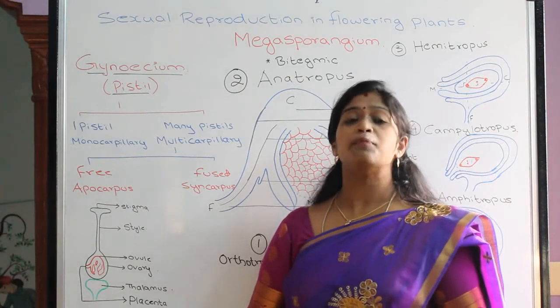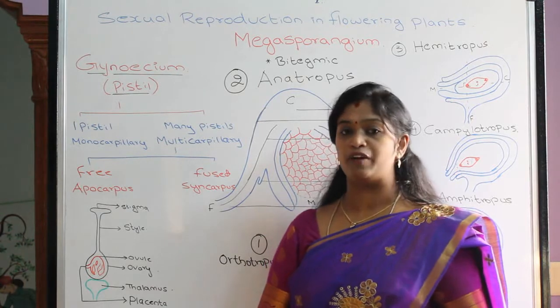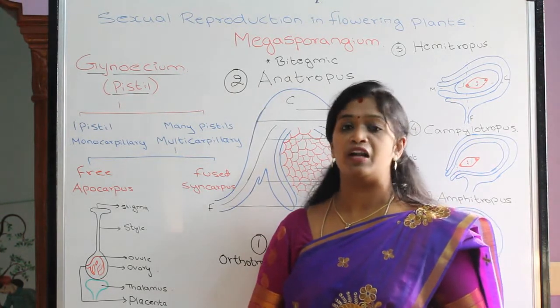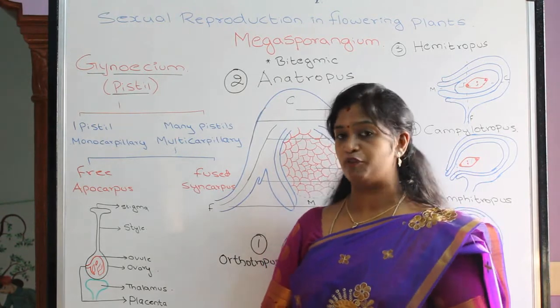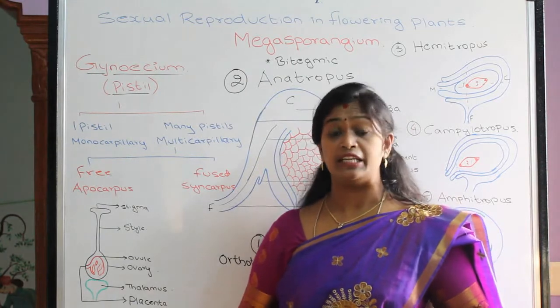Hello everyone. In our previous video we have studied about the formation and the development of male gametophyte. In this video let's study about the female reproductive unit of the flower and the formation of the female gametophyte. So the female reproductive unit of the flower is called the gynoecium.